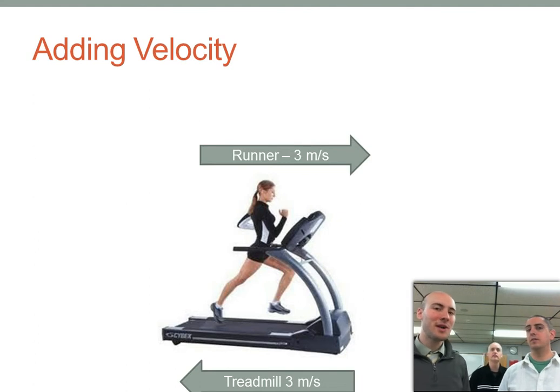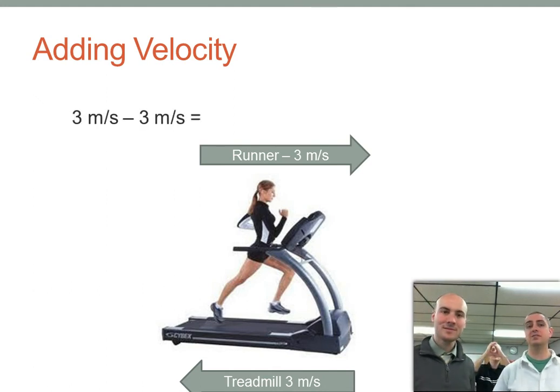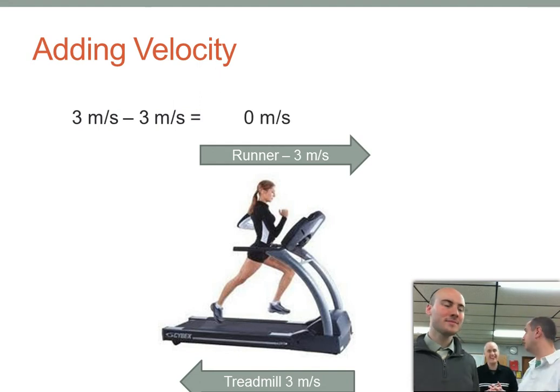On the flip side, this runner is running 3 meters per second, but why are they staying still? Probably because the treadmill is going in the opposite direction at 3 meters per second, which is a good thing because that means they cancel each other out for a total velocity of 0. Which is good because if you're running on a treadmill, the last thing you want is to go faster than the treadmill because you're going to face plant.